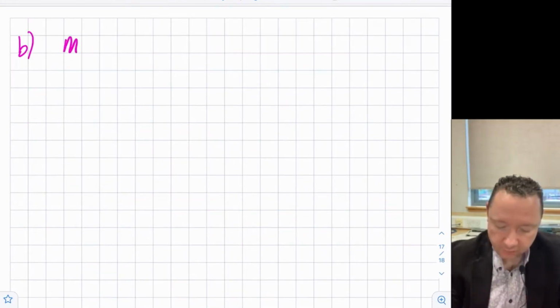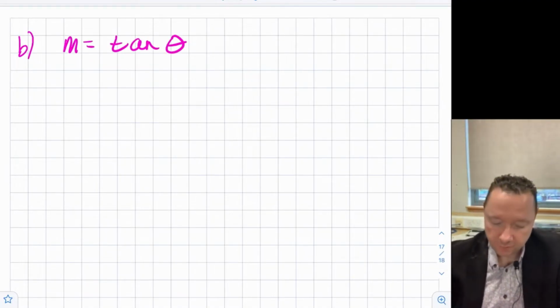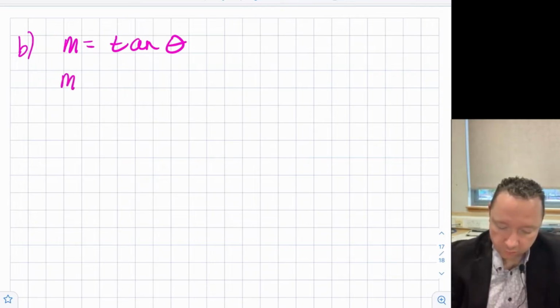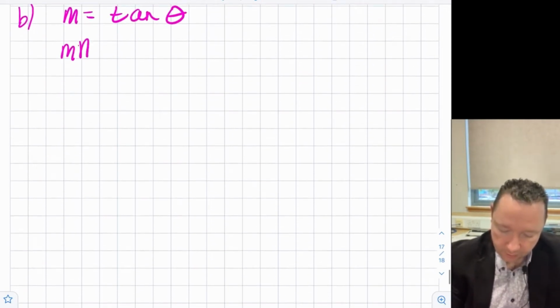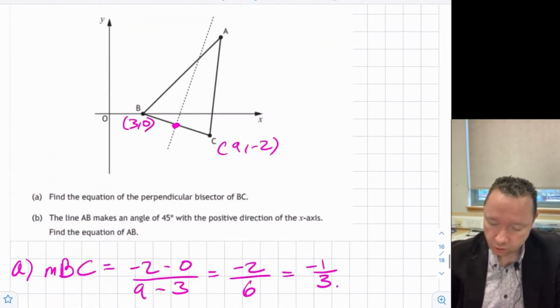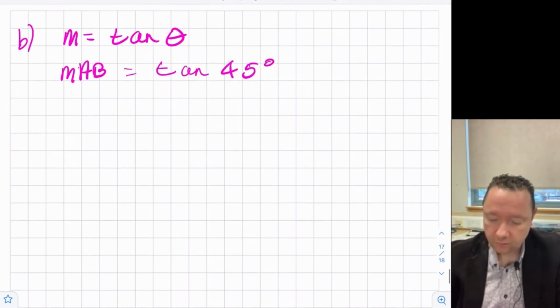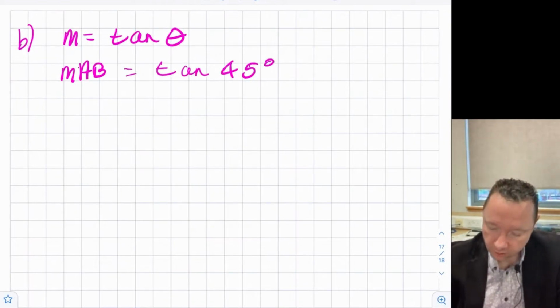We need to use the fact that the gradient equals the tan of the angle, which if you watch one of our previous videos on gradient, you'll see we've done that before. So our gradient of the line AB equals the tan of 45 degrees. Now remember, this was a calculator paper, paper 2, so you could just use your calculator to work that out, but it is an exact value as well. Let's have a look at the tan of 45 as an exact value just to be safe.